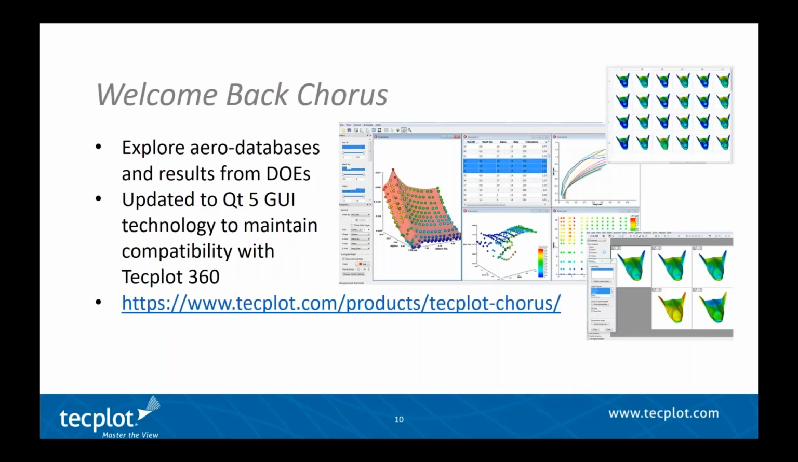Okay, so Tecplot Chorus. Again, Chorus is really used for exploring aero databases, results from DOEs, and ensembles of data, and it gives you a nice unified environment to look at all of this information. So instead of looking at each individual file, which Tecplot 360 is great at, this helps give you an overview of all the data that you're looking at.